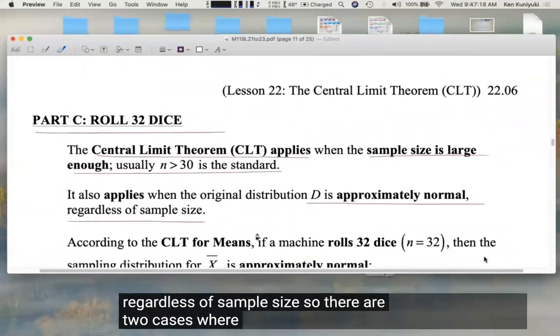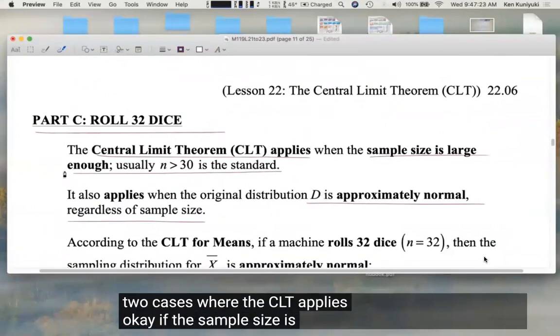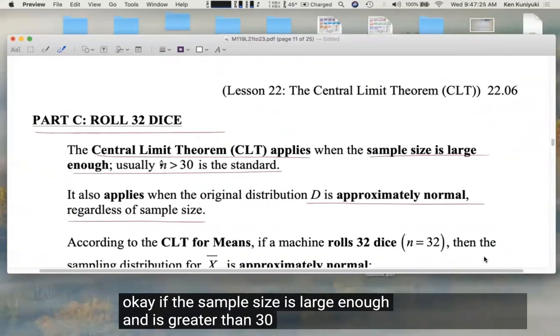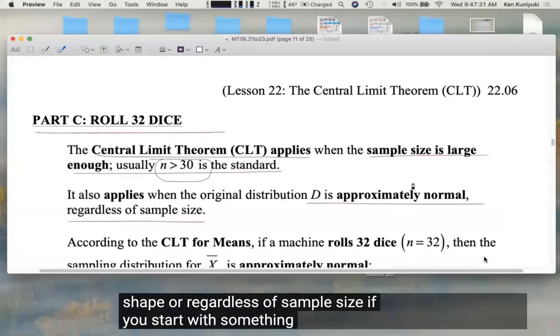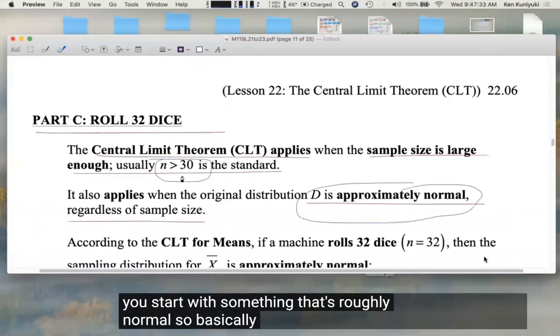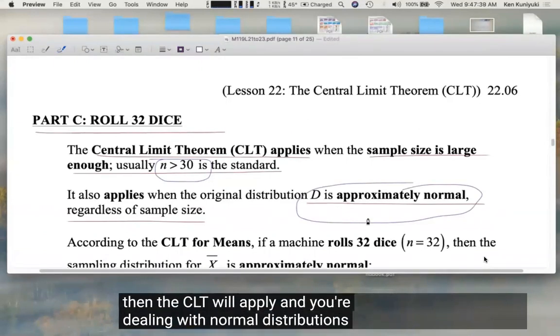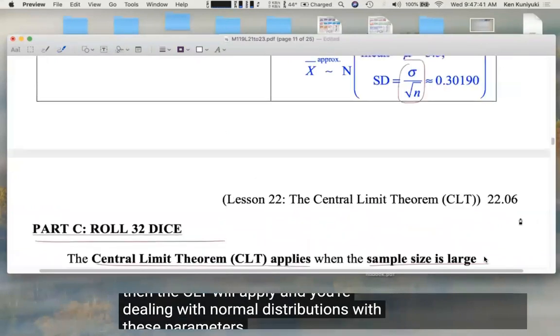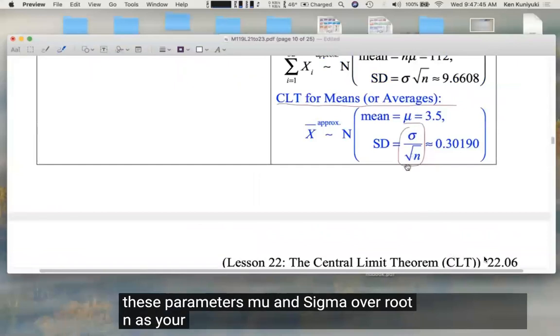So there are two cases where the CLT applies. If the sample size is large enough, greater than 30, regardless of the shape, or regardless of sample size, if you start with something that's roughly normal. So basically, if the sample size is big enough, or you start off normal, then the CLT will apply, and you're dealing with normal distributions with these parameters, mu and sigma over root n as your standard error.